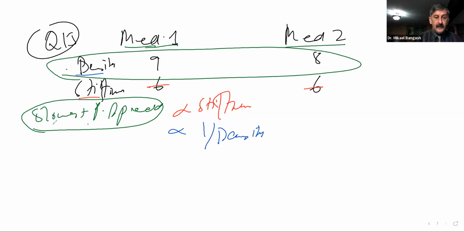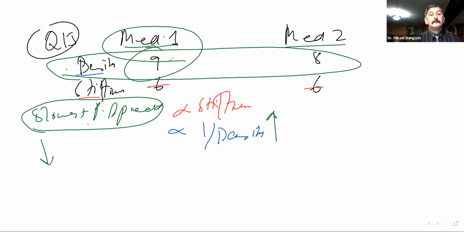Now what we need to find is the lowest propagation speed. That we know is inversely proportional to density, so we'll need to choose the one with the greatest density, which is medium 1. Did you guys get that?